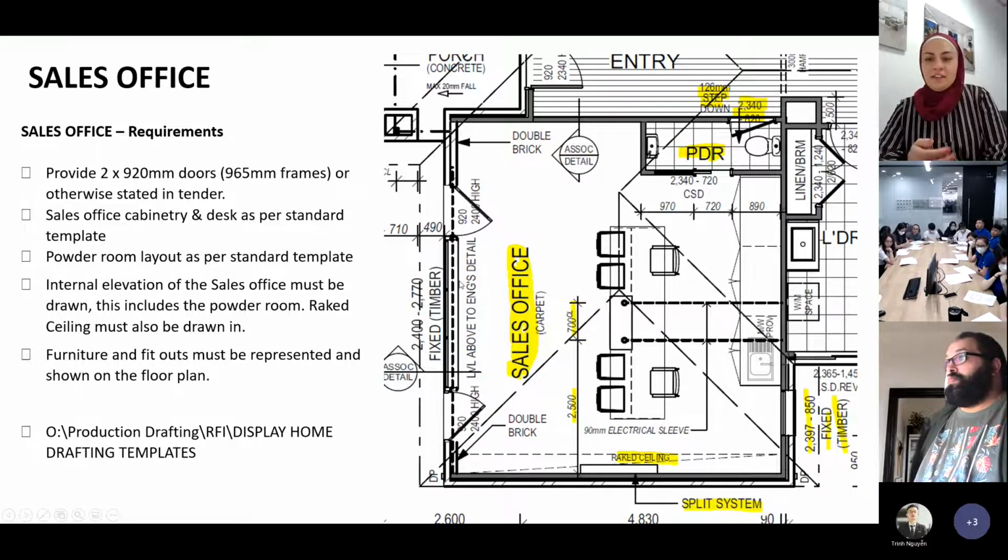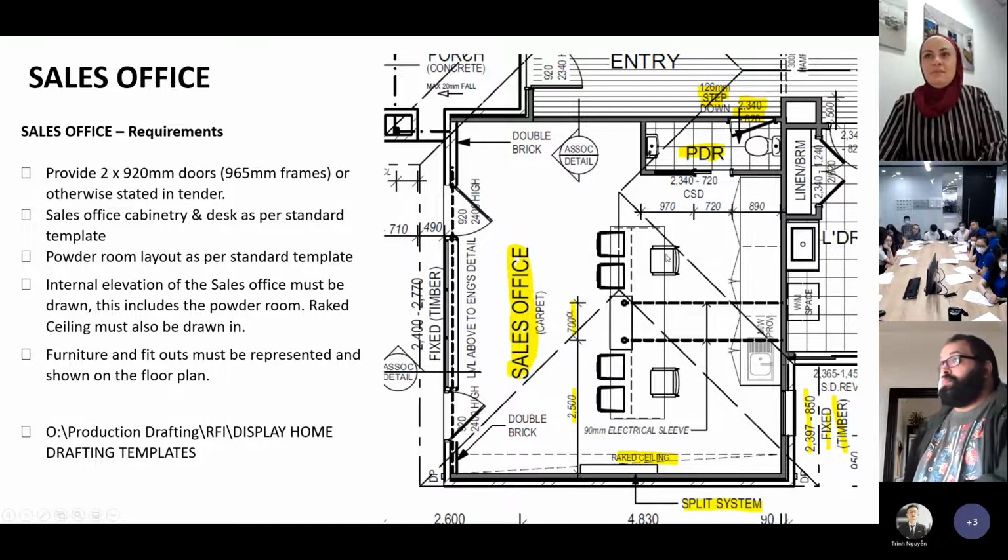I believe you guys have access to the sales office template, which is located here in the O drive, production estimating. We've put it in the RFI folder, and it's the display home drafting templates. In there, we've got the CAD file for the sales office, so you can literally just copy and paste it onto your job that you're working on to make it easier. But yeah, just everything. So from the cabinetry, the chairs, the desk, everything needs to be on there.